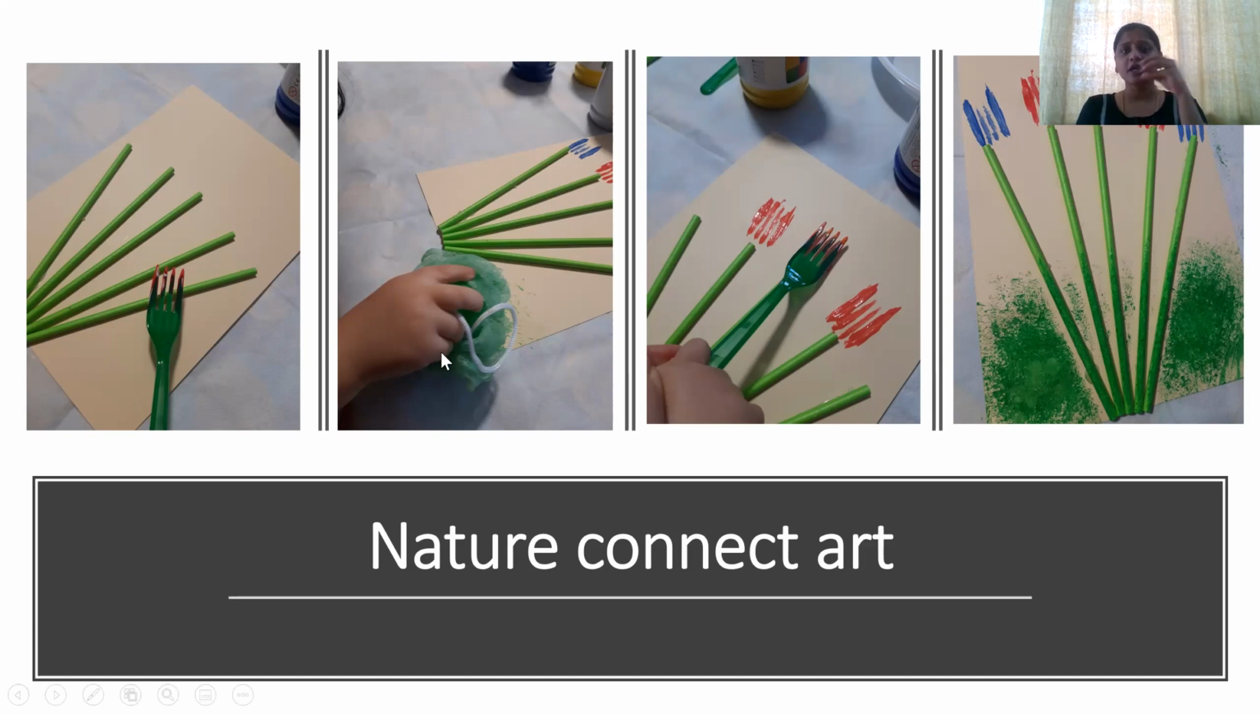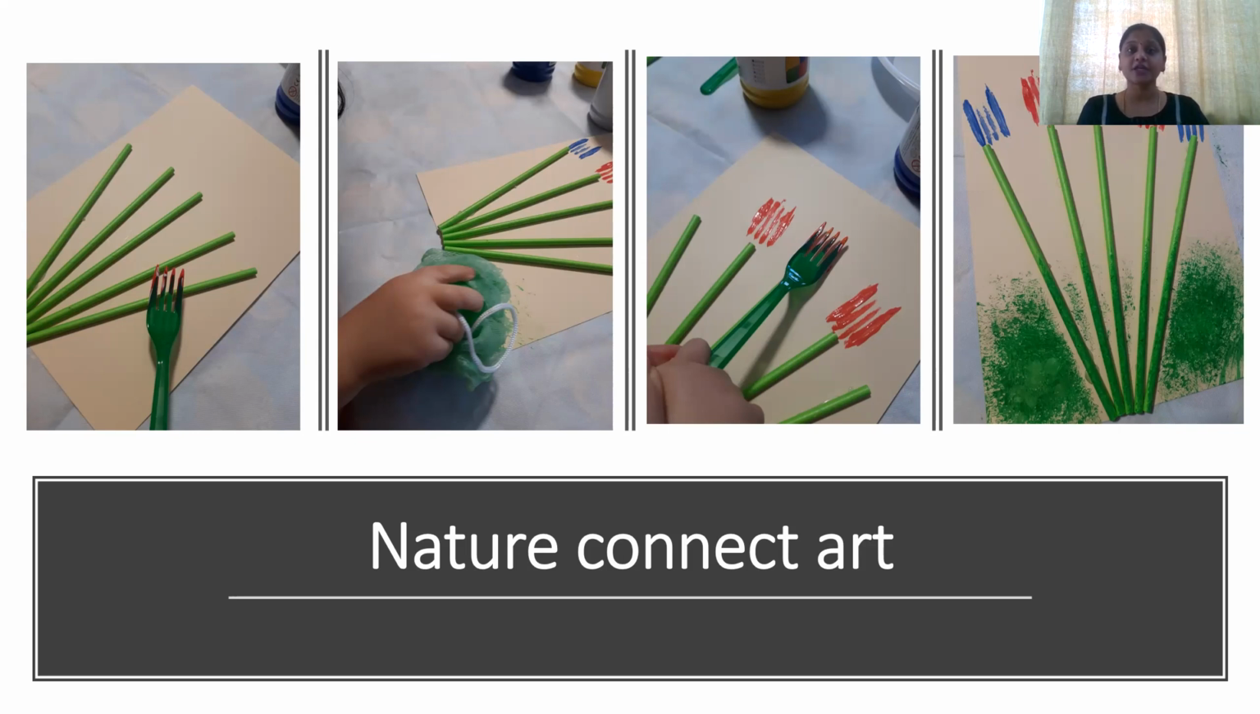If you have a sponge, ask your child to dip it and then dab it on the paper. So this is a Nature Connect art, and not only this picture, you can ask them, what do you see in the garden? Let them connect to the nature, let them recollect what they have seen, and they can add a few birds or butterflies, whatever they want to do.